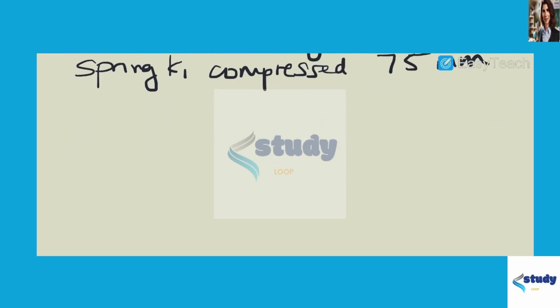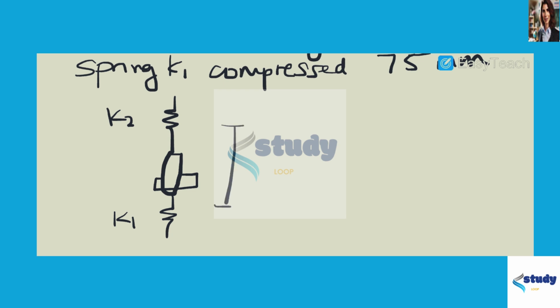So what this looks like in a diagram is we have our top spring of K2, which is what we're trying to solve for. We have a bar, and then we have a collar on this bar. And this collar is resting on top of spring K1, which we know. And these are our distances. We know that this is 450 millimeters, and the spring K1 is compressed 75 millimeters.